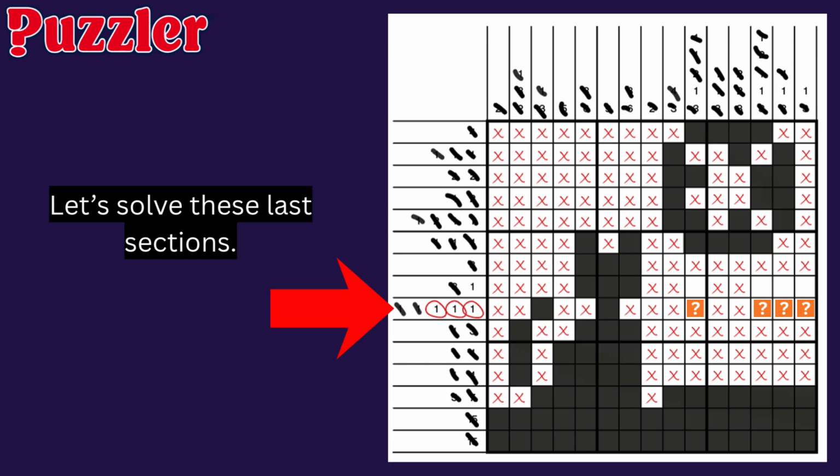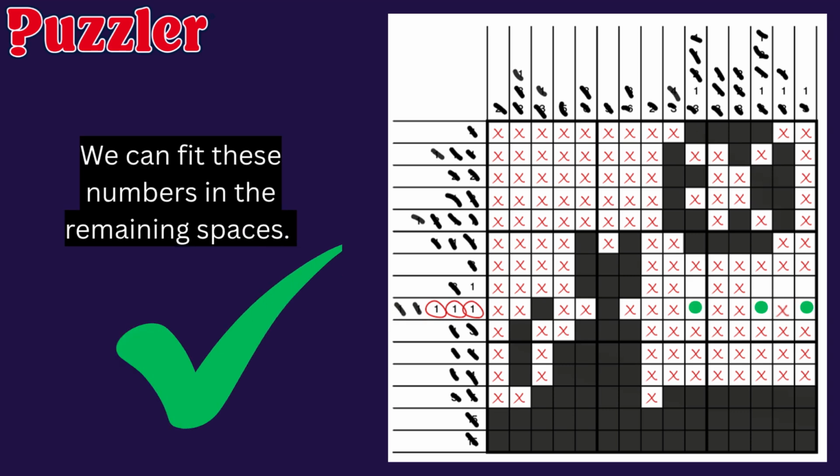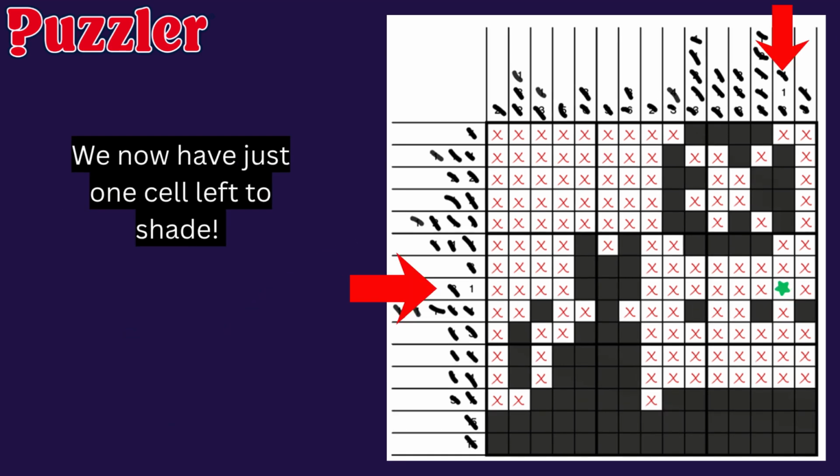Finally, let's solve these last sections. We have already found the first 2 1s in row 9, so we have to try and fit the remaining 3 single shaded cells into 4 spaces. Now we are left with just a single cell that we know must be shaded to solve row 8 and column 14.